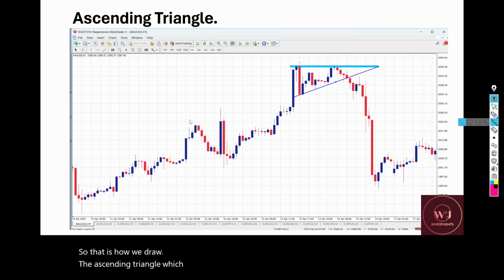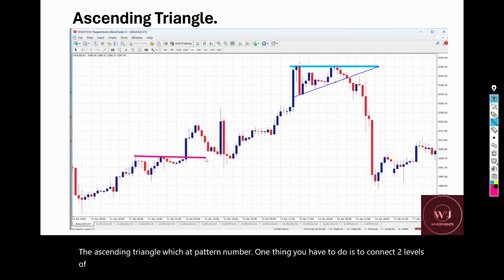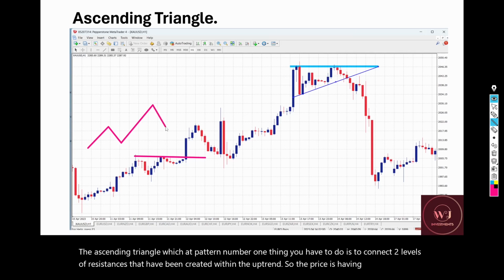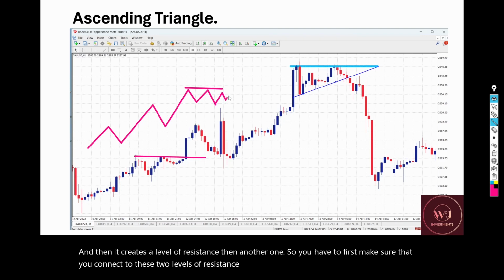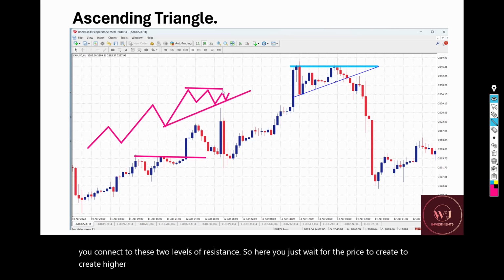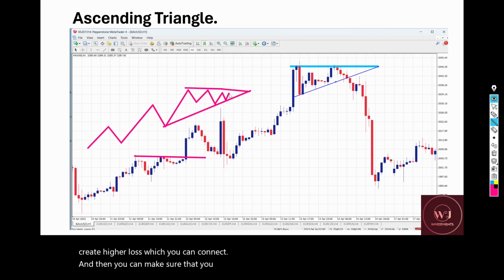Number one thing you have to do is to connect two levels of resistance that have been created within the uptrend. So the price is having an uptrend, okay? And then it creates a level of resistance, then another one. So you have to first make sure that you connect these two levels of resistance. Then you just wait for the price to create higher lows, which you can connect to make your ascending triangle.